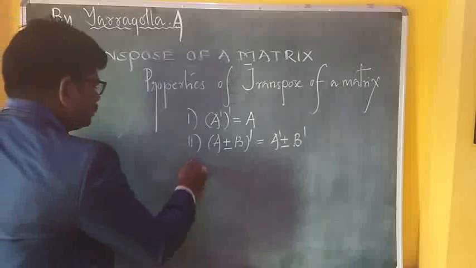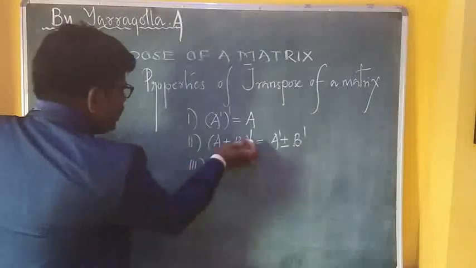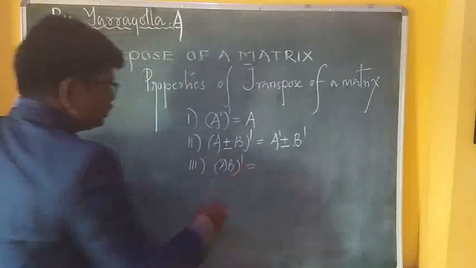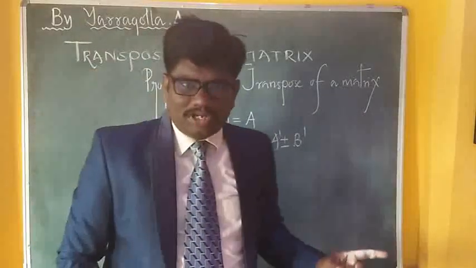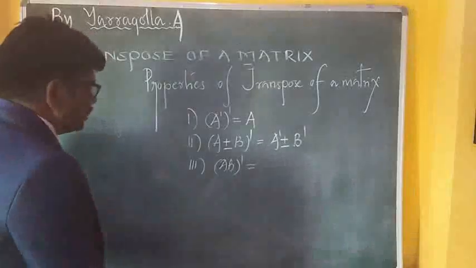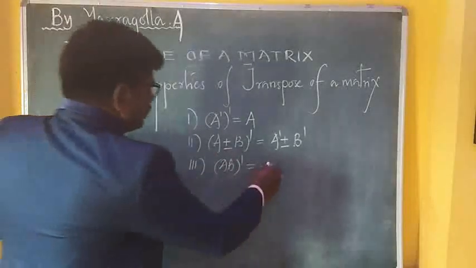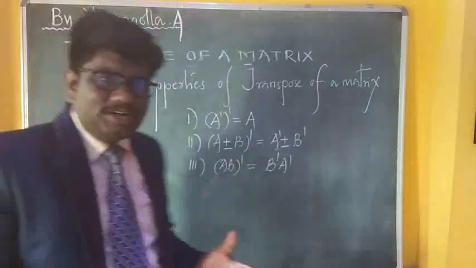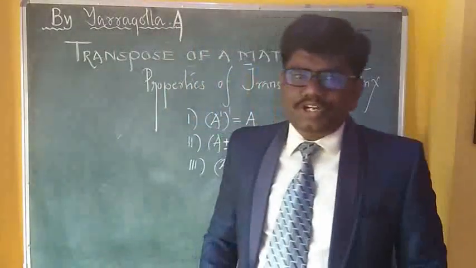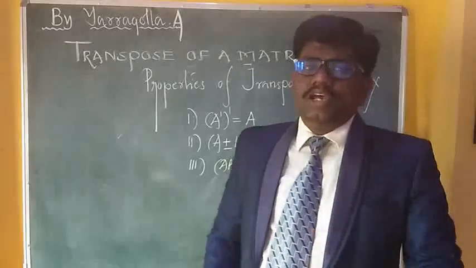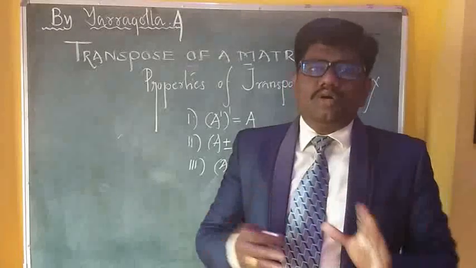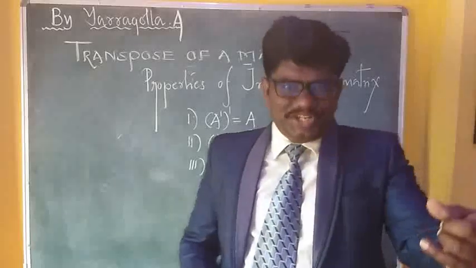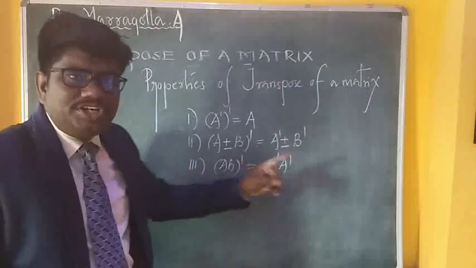Now the third one is (A multiplied by B) the whole dash. This is where the concentration must be done. (A into B) the whole dash is B dash into A dash, not A dash into B dash. You are very smart students. We are going to remember this, okay? So don't make a mistake. (AB) the whole dash is not A dash into B dash, but it is B dash into A dash.